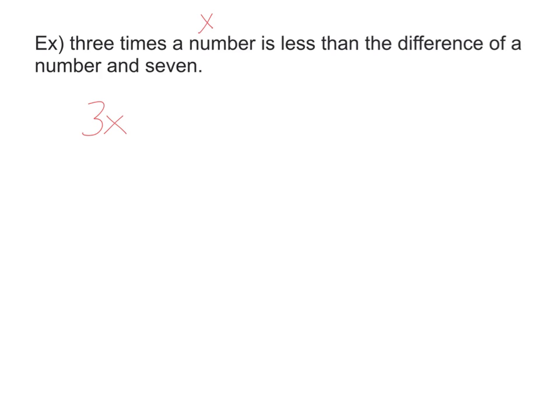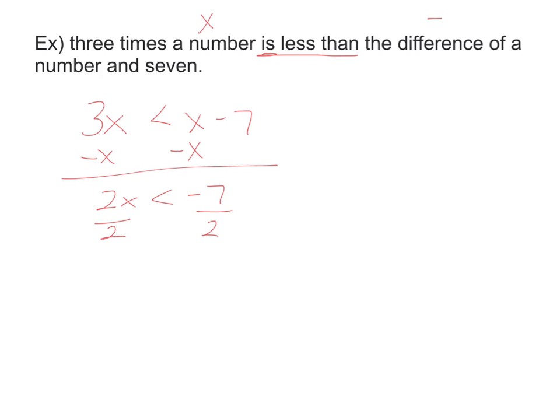Notice when we said is, that was like an equal sign, but now it says is less than. So we'll have less than the difference of a number and 7. Difference means subtract, so x minus 7. Okay, we could solve this out. If we do, we would just subtract our x over. We'd have 2x is less than negative 7. You divide by 2, which again, that's more next section, but if I divide by 2, then we end up with x is less than negative 7 halves.